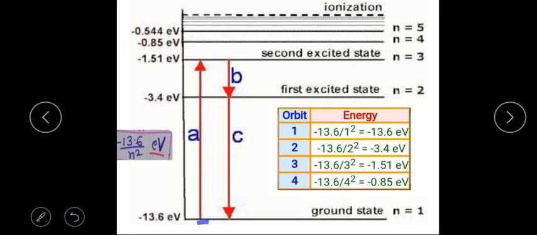The excitation energy is the minimum amount of energy required to raise an electron from the ground state to a higher energy state. That is called excitation energy. Now, what is ionization energy?